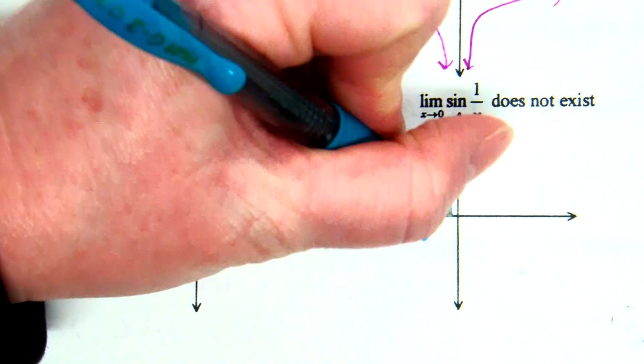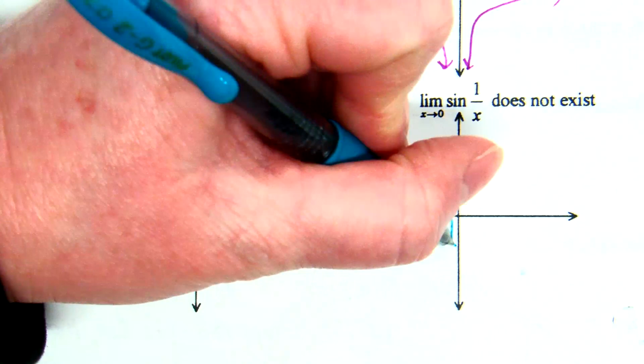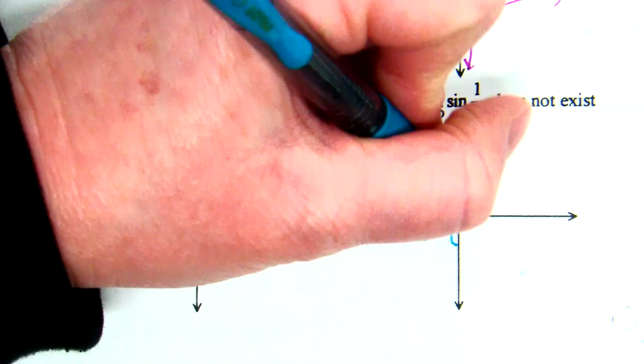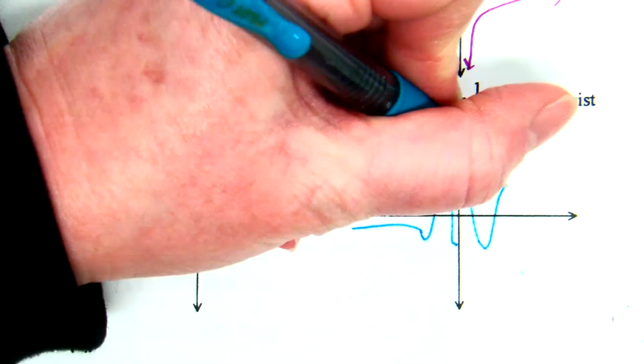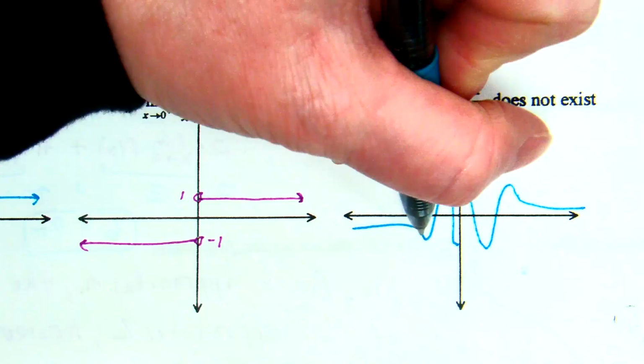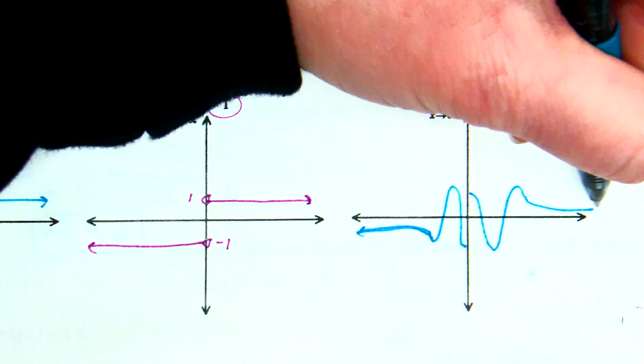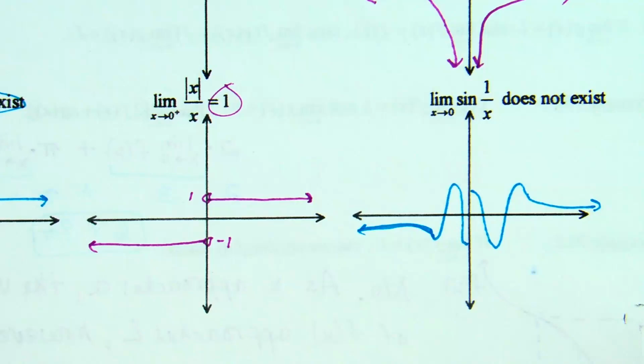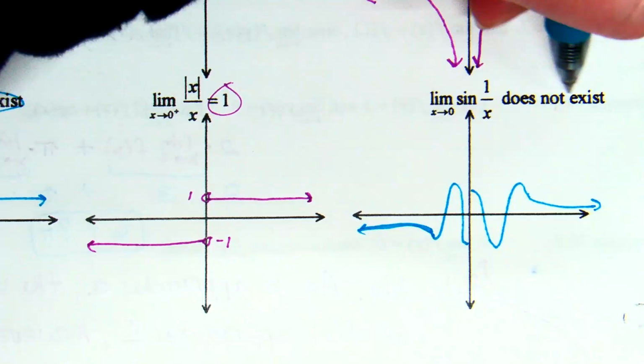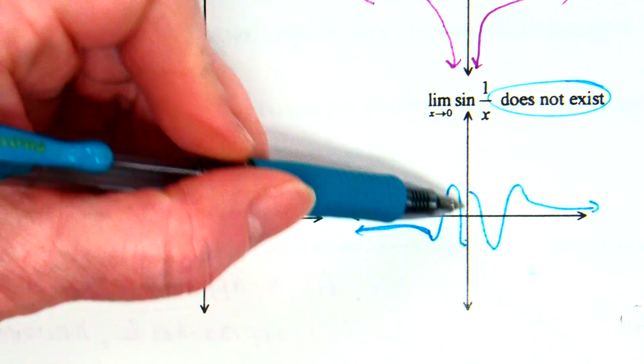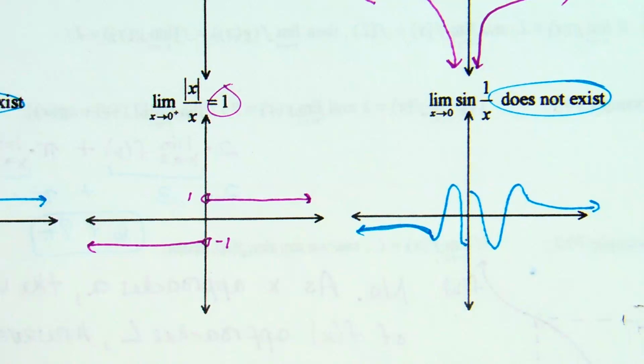What I have shown here is that, I don't know, this one ends down here, and then this one picks up here. That's not a very good graph on my behalf, but the idea is, notice, do you see why it says does not exist? Yeah. Because they do not approach the same value from left and right.